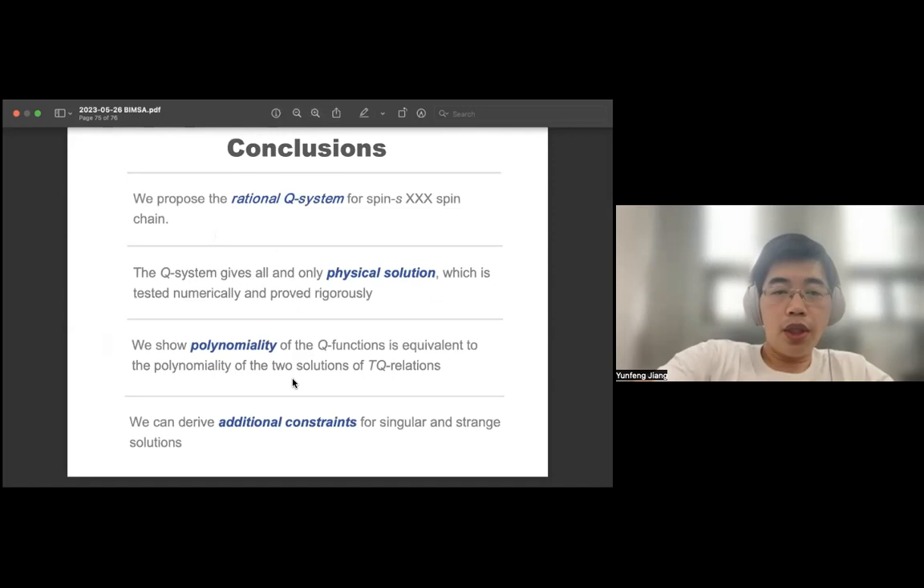So let me conclude. We propose the rational Q system for the spin S XXX spin chain. And the Q system gives all and only physical solutions. We checked this numerically, and using Tarasov's theorem, we can also prove this rigorously. And we show that polynomiality of the Q function is actually equivalent to the polynomiality of the two solutions, namely P(u) and Q(u) of the TQ relation. And using our Q system, we can derive additional constraints for singular and strange solutions.